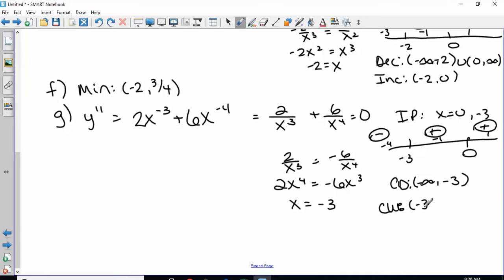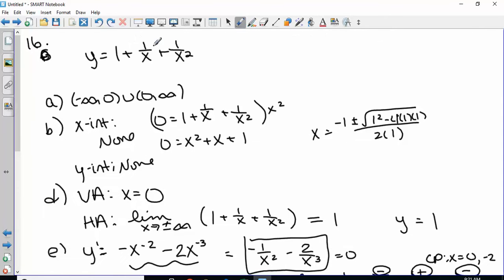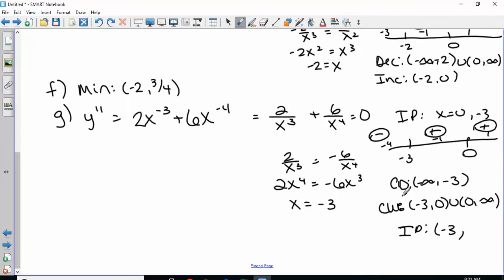Can I just say I'm concave up from negative 3? Why not? Yeah, at 0 we had an asymptote, so you do have to break that up. The actual inflection point that we would mark on the graph: negative 3, comma, if you plug negative 3 into the original, we get 1 minus 1/3, so 2/3 plus 9, so 7/9.